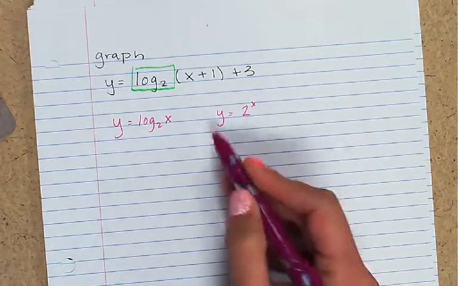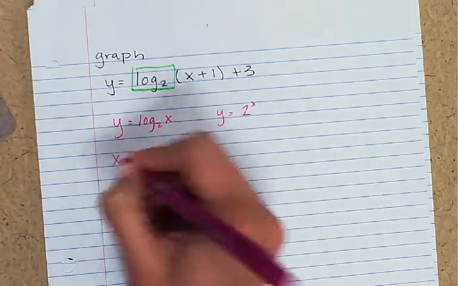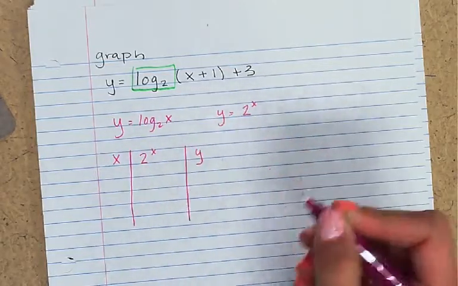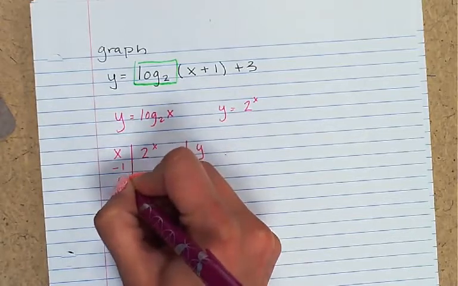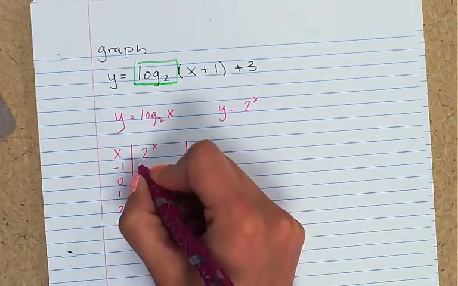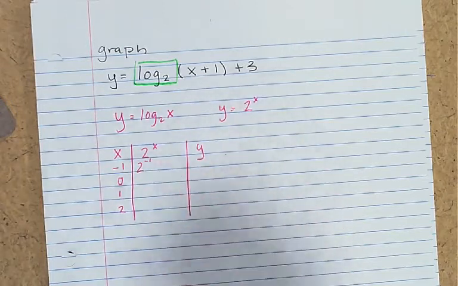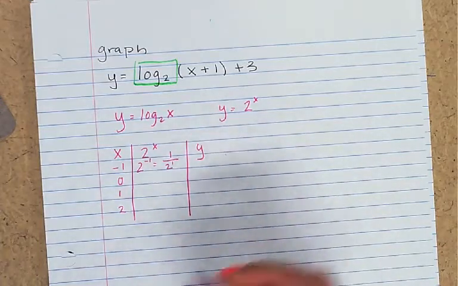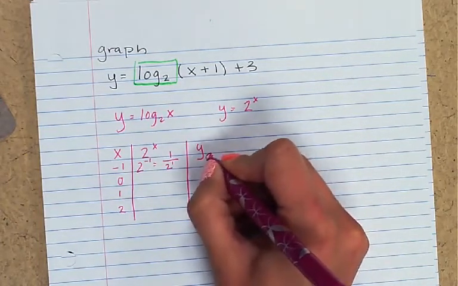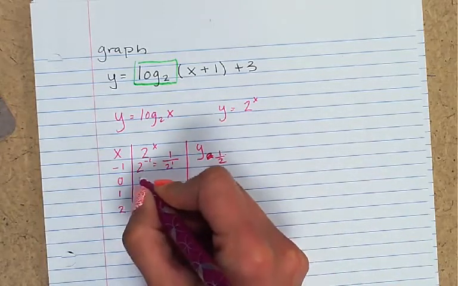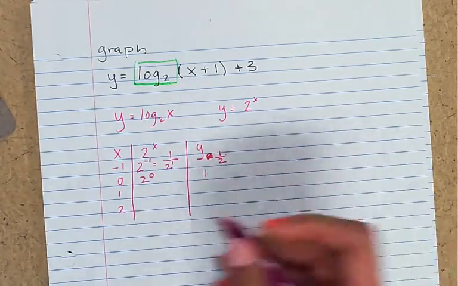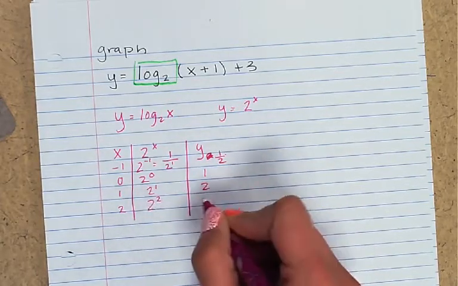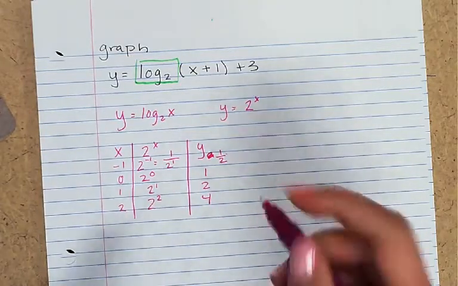So what I'm going to do is make a table of this. And I'm going to use the same values as before. Negative 1, 0, 1, and 2. 2 to the power of negative 1. Can't have a negative exponent, so we just put a 1 on top. 2 to the first power is just 2, so we end up with a half. 2 to the power of 0, anything to the power of 0 is 1. 2 to the power of 1 is 2. 2 squared is 4.